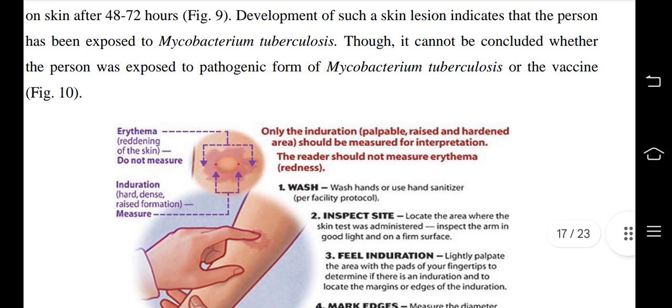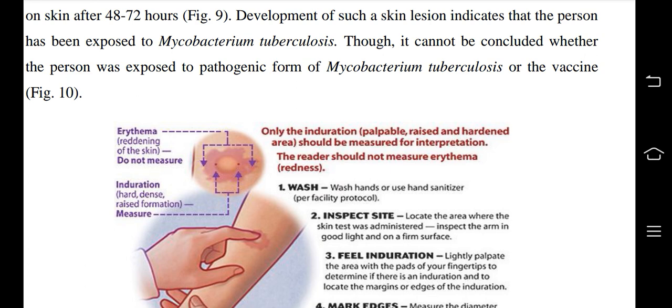So this is erythema, reddening of the skin. Do not measure. Induration, a hard, dense, raised formation. Measure. Only the induration, the palpable, raised and hardened area, should be measured for interpretation. The reader should not measure erythema or redness.